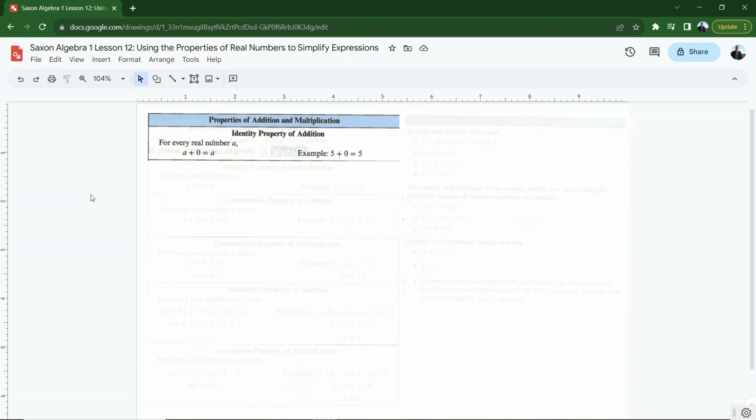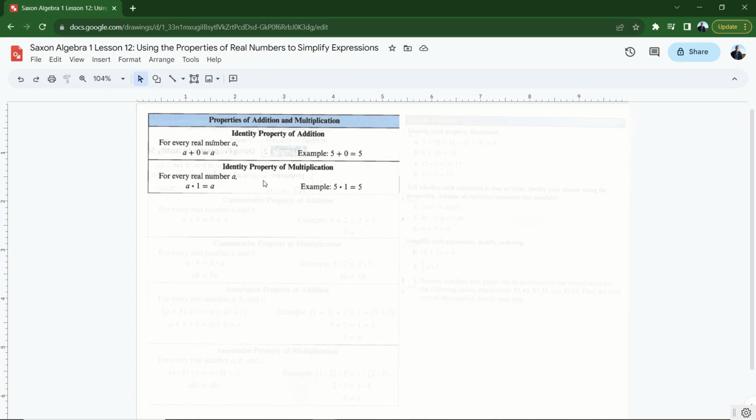That's the identity, just means we're getting the same number out, okay? So if I add 0 to 5, for example, I get 5. Adding 0 gives me the same number. The identity property of multiplication functions in sort of the same way. What do I have to do when I multiply to get the same number? I multiply by 1. So for every real number, a times 1 equals a.